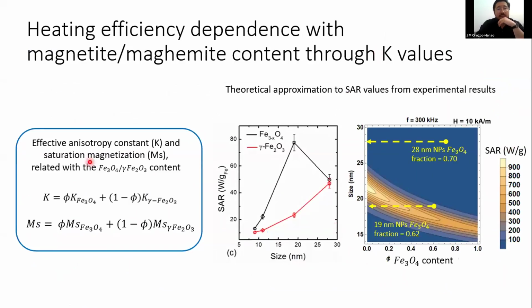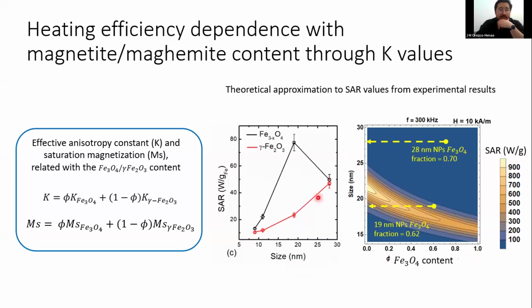Basically, we approximate the effect of the composition directly on the value of the effective anisotropy in a straightforward manner, by accounting for the individual contributions of magnetite and maghemite. Similarly, the contribution of saturation magnetization in the equation is also considered. These parameters are introduced into Rosensweig's formulation based on the value of the volumetric fraction of magnetite. It's this phi parameter that is equal to 1 for magnetite and equal to 0 for maghemite.